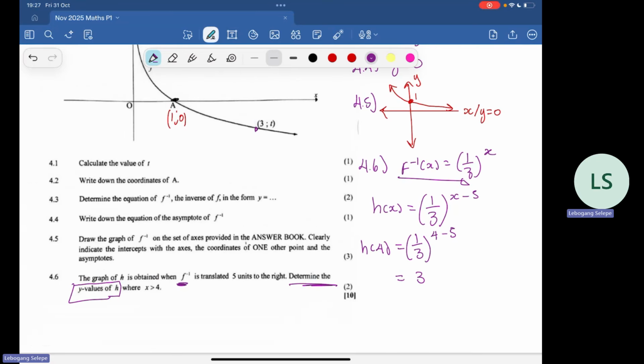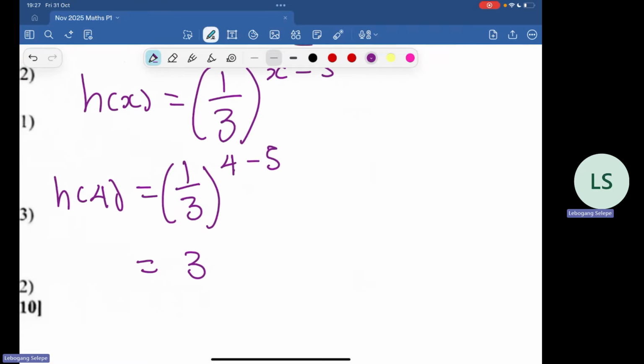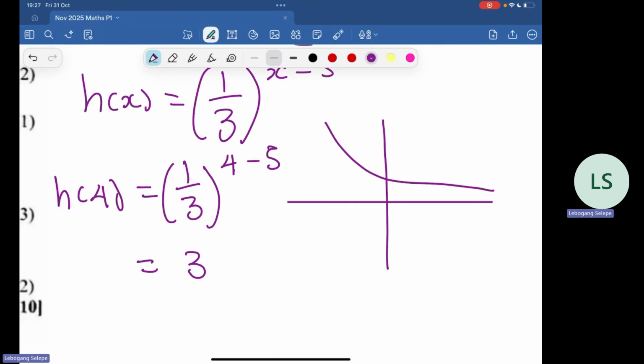So this graph h at x would also be a graph that looks like this. It's going to be similar to the exponential graph, right? So let's suppose that here it's 4, the x value here is 4. We know that when x is 4, y is 3, right? So now they say that when x is bigger than 4, how would the y value be?